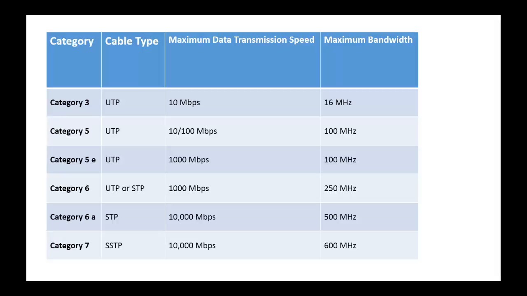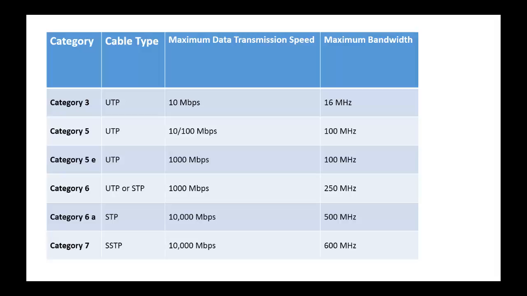Let me now pick them one by one and discuss their characteristics. Category 3 Ethernet cable, also known as Cat3, is an unshielded twisted pair cable. That's what UTP stands for: unshielded twisted pair. It is capable of carrying 10 megabits per second of data or voice transmission, and its maximum bandwidth is 16 megahertz.